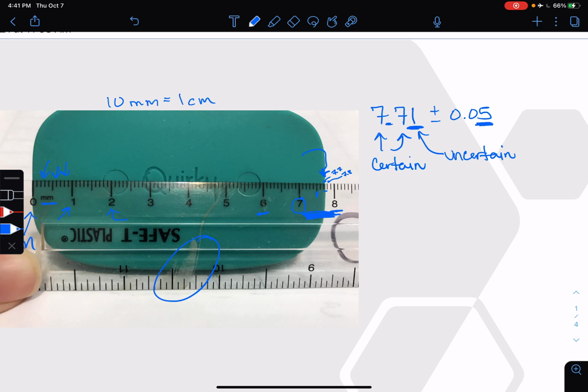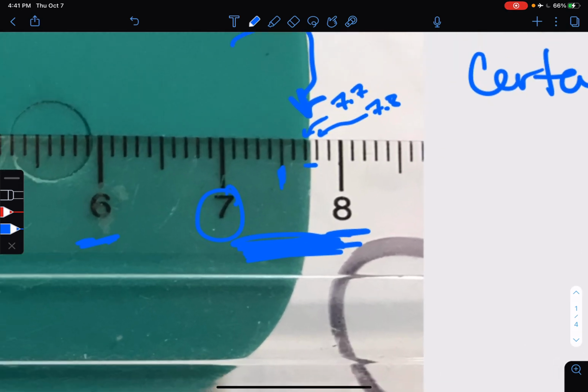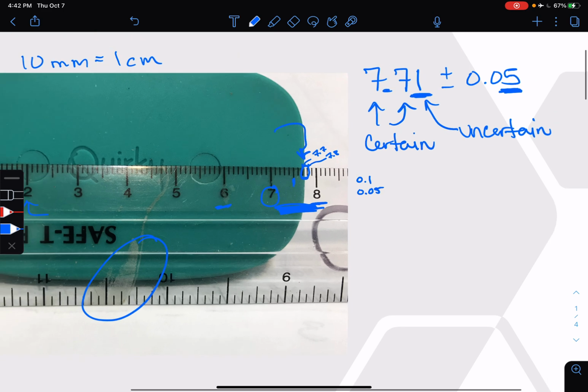Okay, now another way to think about it is that between 7.7 and 7.8 right there, you have a difference of 0.1. Halfway between a 0.1 would be 0.05. So we're saying that that space is so small that if something is between there, we'll just say, I don't know, it's halfway between there.